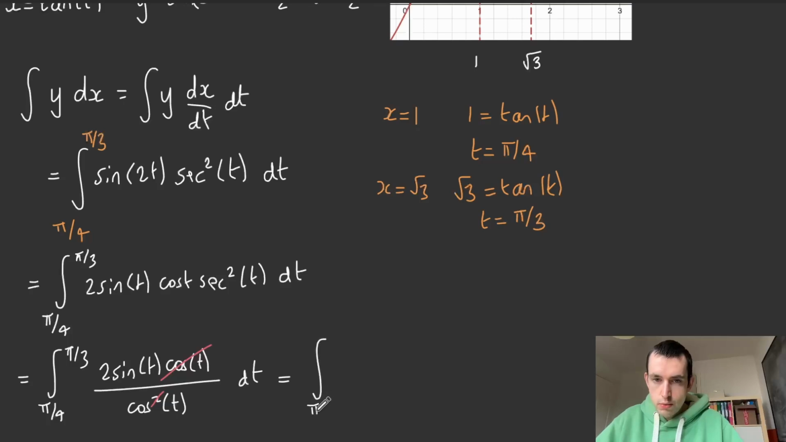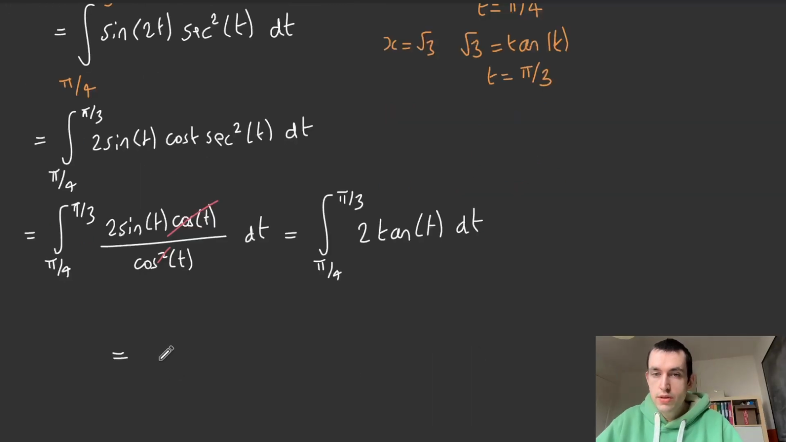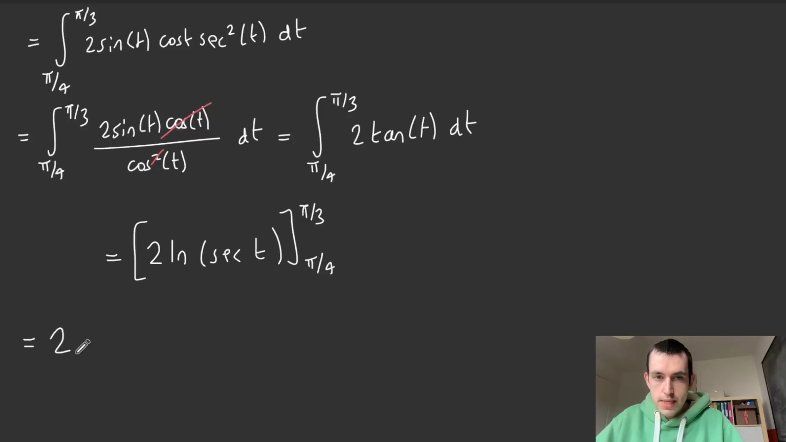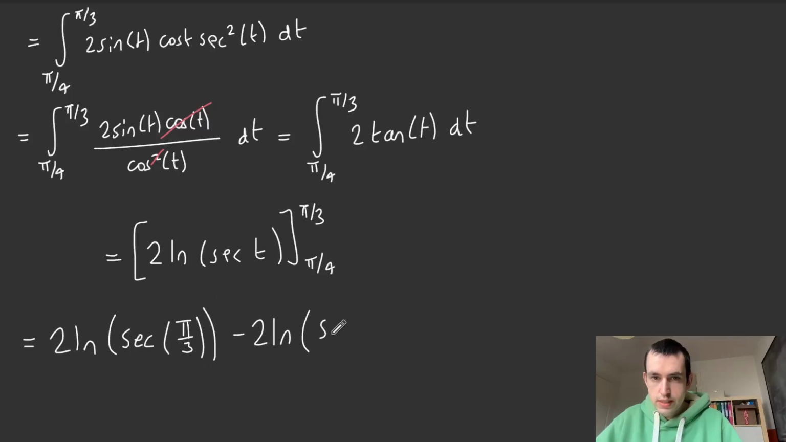So who'd thunk it? We've got 2 tan t dt. To integrate tan, we can either use the formula book or we can use the ln rule, which is very, very helpful. So the answer is going to be 2 ln sec t, and then the limits are still pi over 4 to pi over 3. Now it's a case of just subbing in. So we've got to do 2 ln of sec pi over 3 minus 2 ln of sec pi over 4.